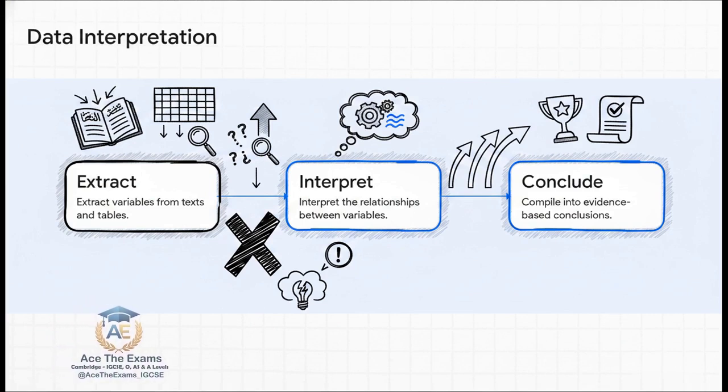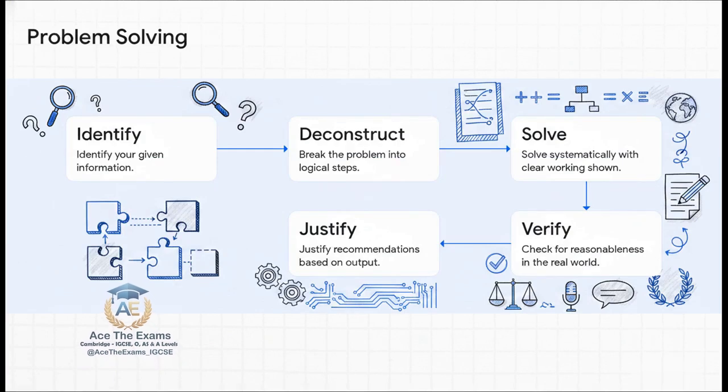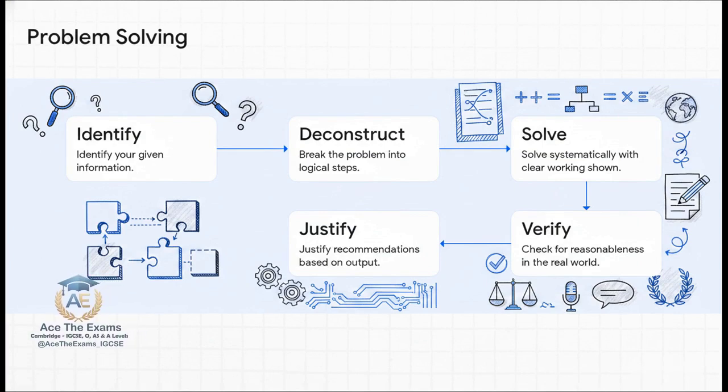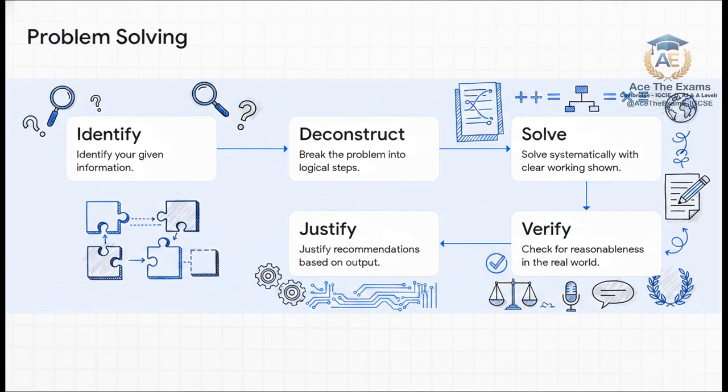If you skip Step 2 and jump straight from extraction to conclusion, well, you just triggered a logic error and lost your method marks. And this brilliantly illustrates the deconstruct, solve, evaluate algorithm that you have to use to tackle complex problem solving. First, identify your given info. Second, break the problem into logical steps. Modularize your code. Third, solve it systematically with your clear workings shown. Fourth, check for reasonableness. Basically, run a quick diagnostic to see if your answer actually makes sense in the real world. And finally, justify your recommendations based on that output. This sequence right here is exactly what the mark scheme rewards.